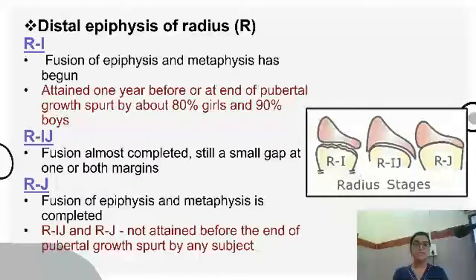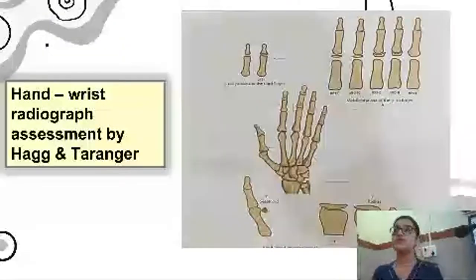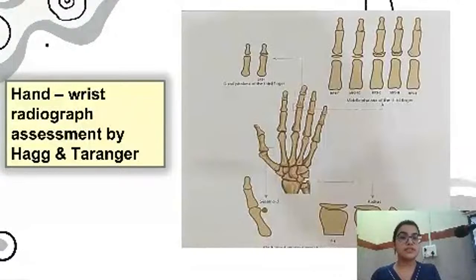Then RIJ stage. In this stage, the fusion is almost complete. Still, a small gap at one or both margins can be seen. And in the RJ stage, the fusion of epiphysis and metaphysis is completed. The RIJ and RJ stages are not attained before the end of the pubertal growth spurt by any of the subjects. So this is a diagram showing the stages of Tanner, which shows the five stages of the middle phalanx, the one stage of the distal phalanx of the middle finger, the sesamoid bone, and the three stages of the radius.